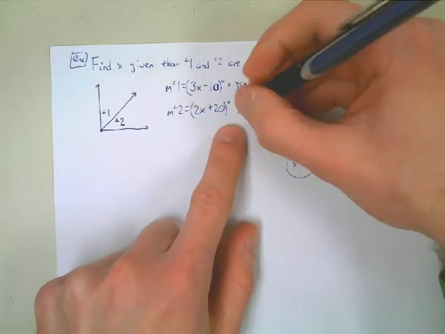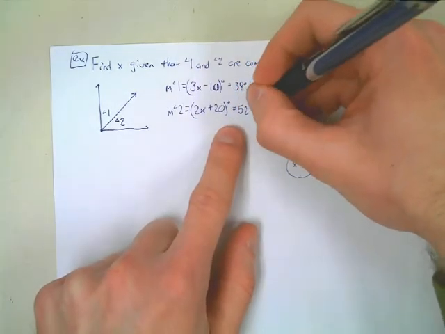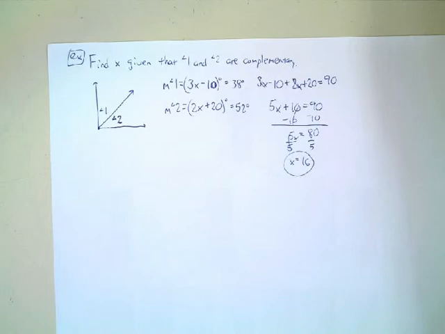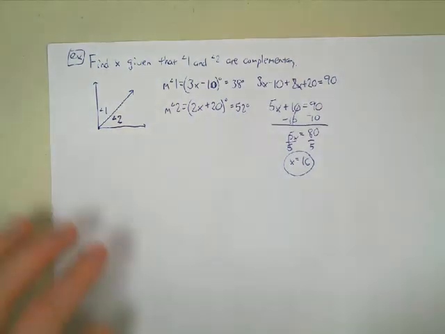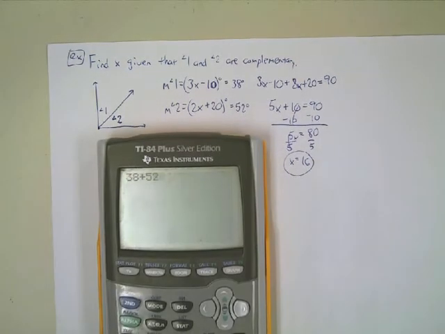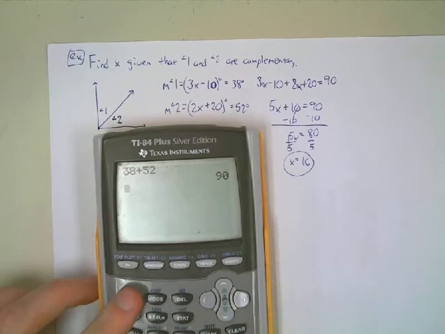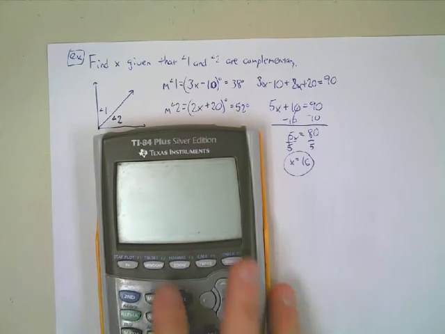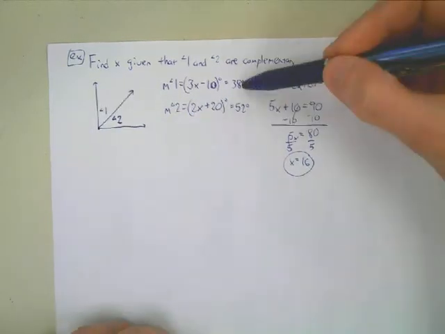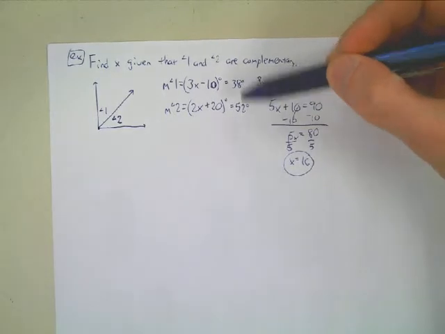Okay. And then, this might not blow your minds, but 38 plus 52, what should that equal? Better equal 90. And there it does, right? They're complementary, so those two angles better add up to make 90 degrees, and they sure do. Alternatively, once you figure out angle 1, you could have just subtracted that from 90 and gotten the 52. All right, that was complementary angles.